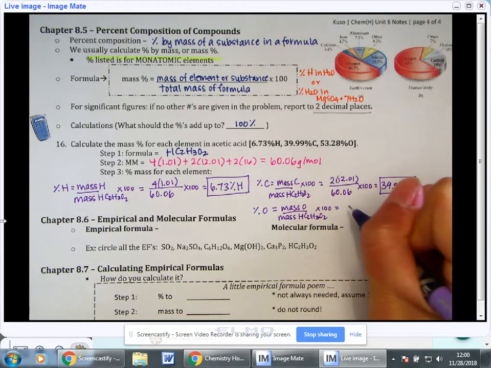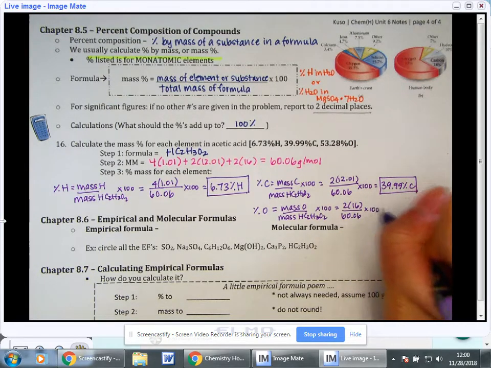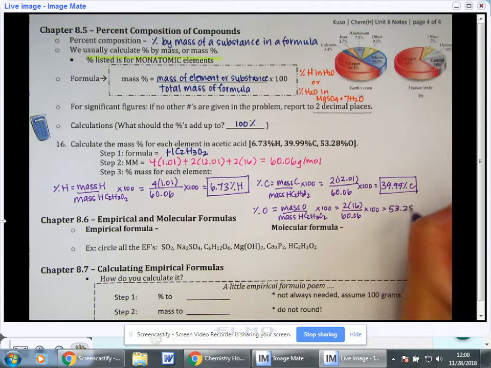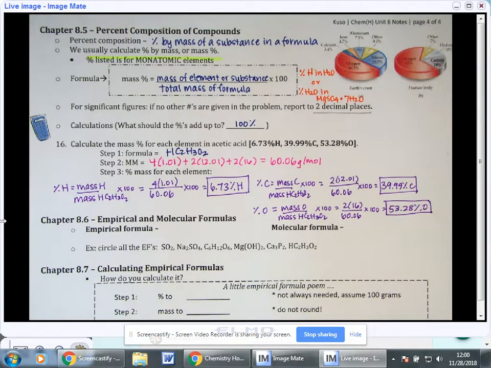So here we got 2 oxygen, so it would be 2 times 16 divided by 60.06 times 100, and you would get 53.28% oxygen. And if you wanted to double check that your answer is okay, if you add up the 6.73, the 39.99, the 53.28, you should get 100%. And if not, then maybe you punched something in wrong in your calculator.